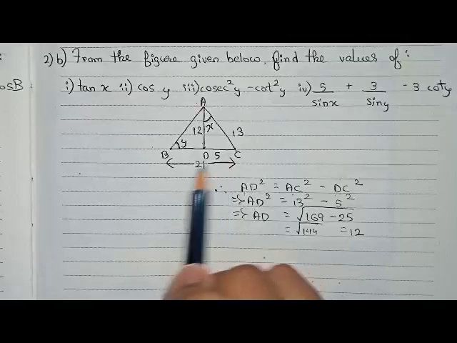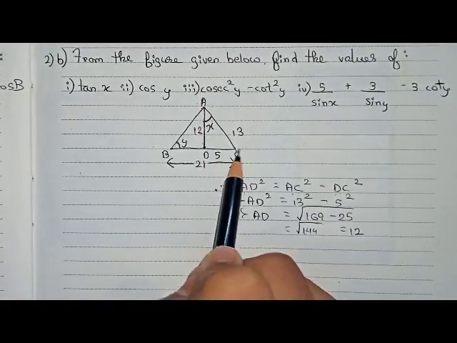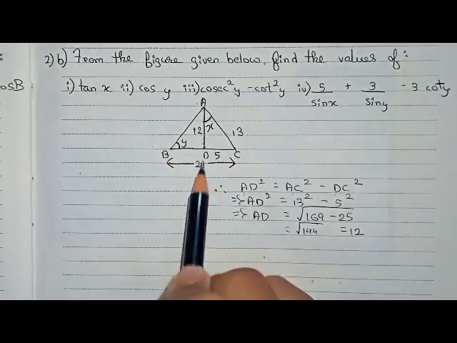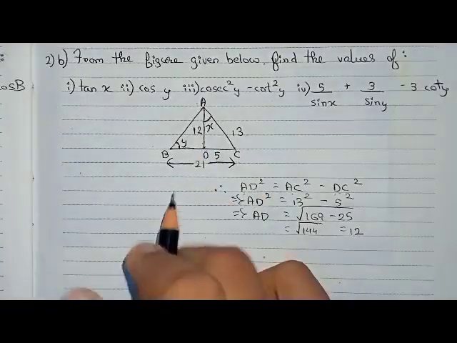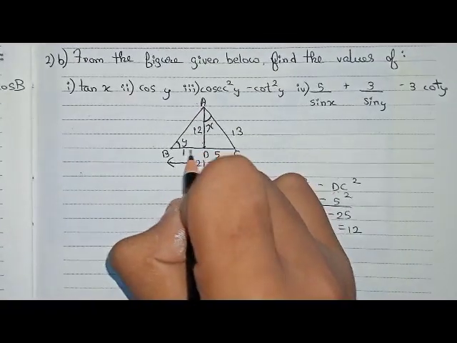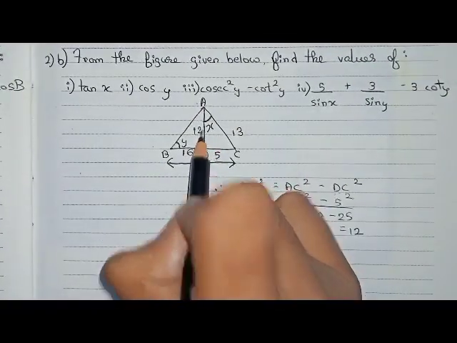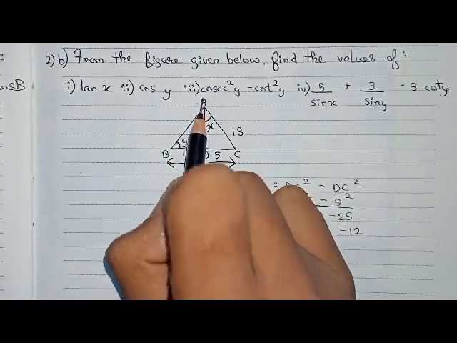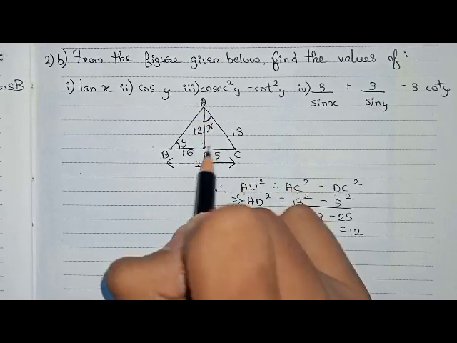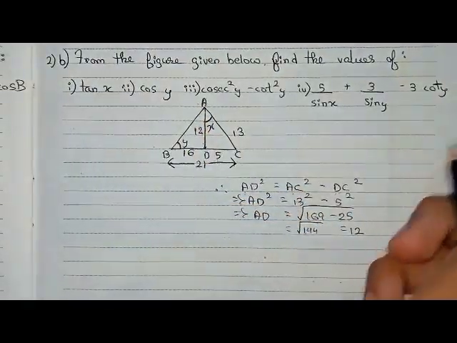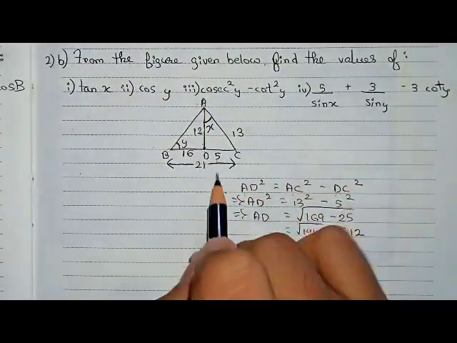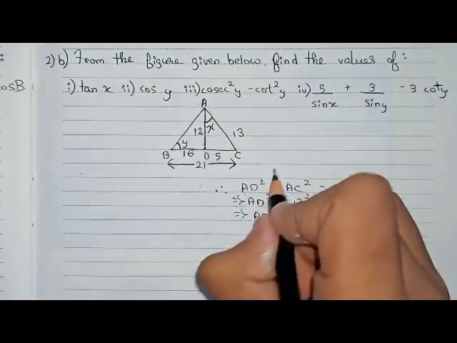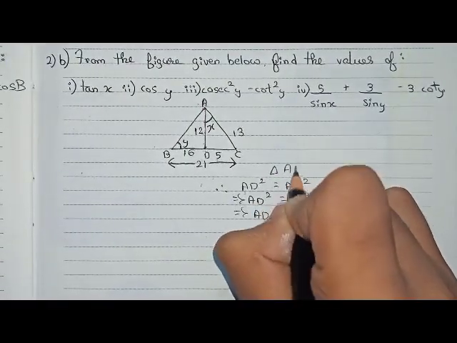Now in this BC, total is given 21 and DC is given 5. So therefore BD will be 21 minus 5, that is equal to 16. So now we have 12, we have 16, so we have to find out AB from triangle ADB. And this formula that we just applied, this is in the case of triangle ADC.